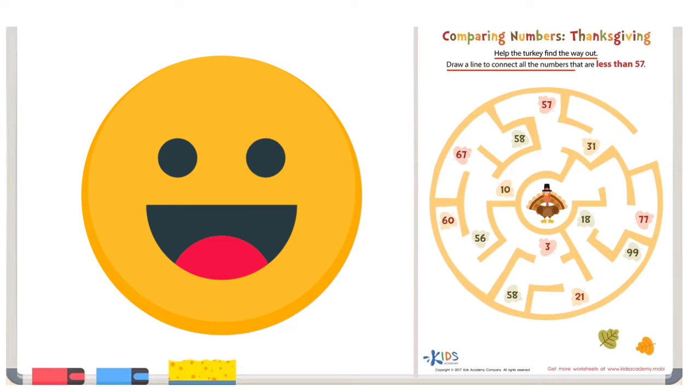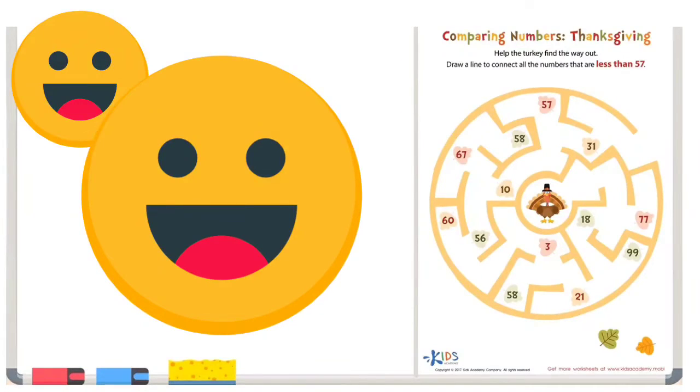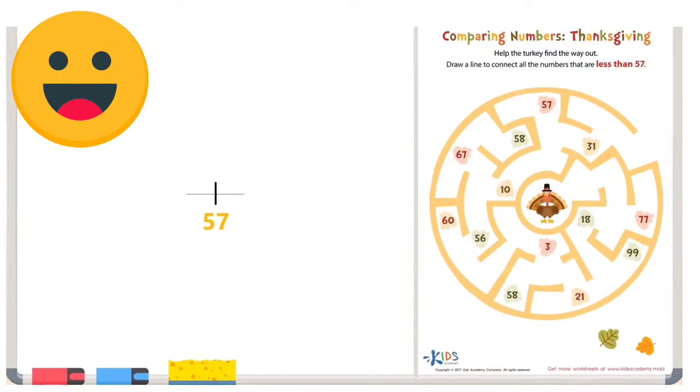All the numbers that are less than 57. Less than 57. Okay, so let's think about this. Let's come over here to the side and let's draw out a number line, okay? And in the middle of my number line, I'm going to put 57 like this, okay? What would be a number that would be the next number up from 57 that would be greater than 57? That would be 58, 59, okay, 60.